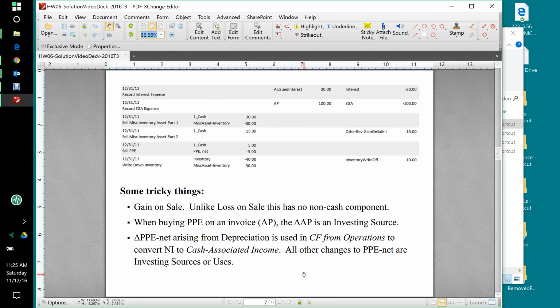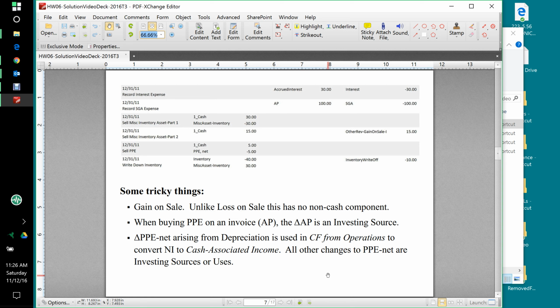The third tricky thing to consider here, and this is very tricky, is that changes in net PPE, if we are counting with net PPE instead of gross PPE and accumulated depreciation, which we are in this example, whenever we do that, you have to be a little bit careful on your indirect cash flow statement, because changes in net PPE that arise from depreciation are used in the cash flow from operations portion of our indirect cash flow statement to get from net income to cash associated income, right, to counter the depreciation charge in the income statement, which is clearly non-cash.